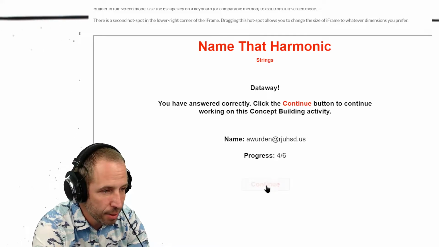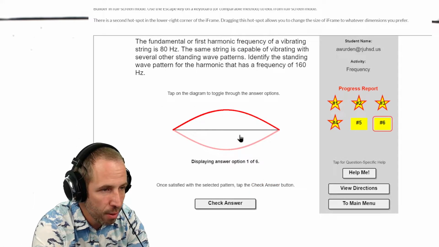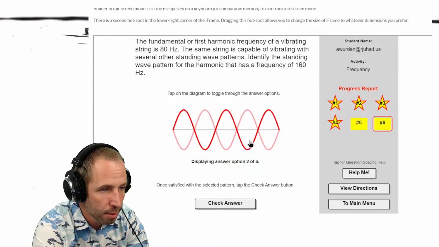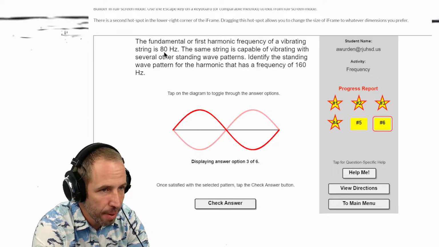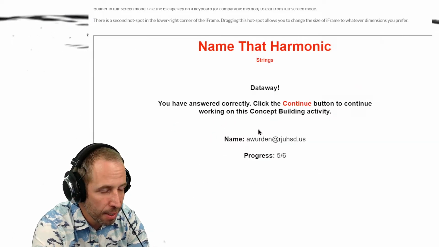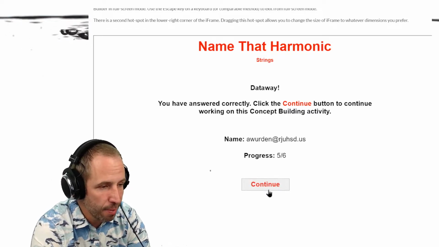So the math in my head is just what's the multiple from the harmonic they want down to the fundamental they told me about. And then I'm finding that number of half wavelengths as a pattern within this.